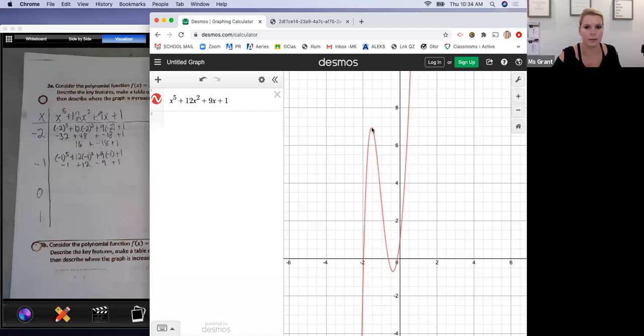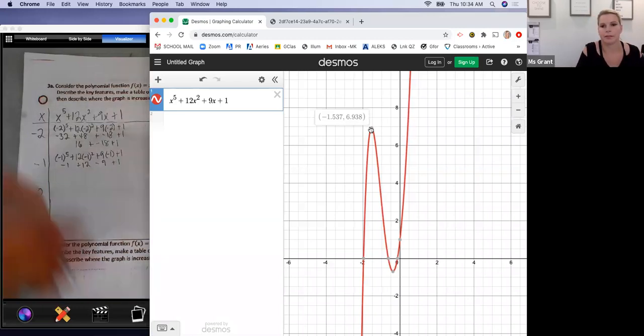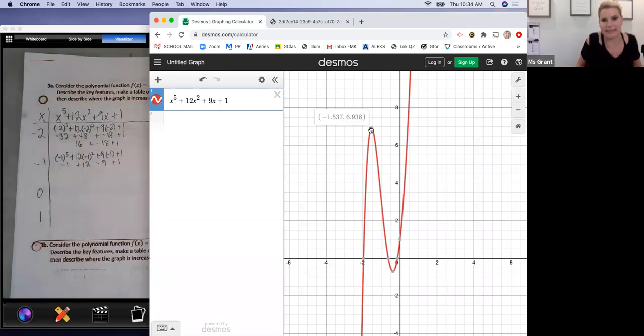Okay, ready? X to the 5th plus 12x squared plus 9x plus 1. Check it out. That point right there, that's my max. That's my maximum because that's the highest point that I can see.